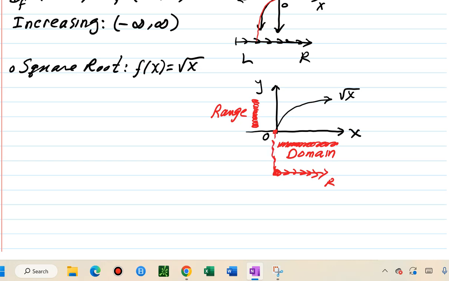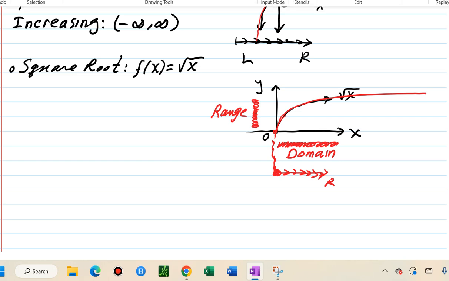Because again, there's no graph to the left of 0, so I have nothing to the left of 0 on the x-axis. Now, as I go from left to right on the x-axis, again, look at the marker, how the marker is moving on the graph, and it's always increasing. Although it increases ever slowly, nonetheless, it's increasing.